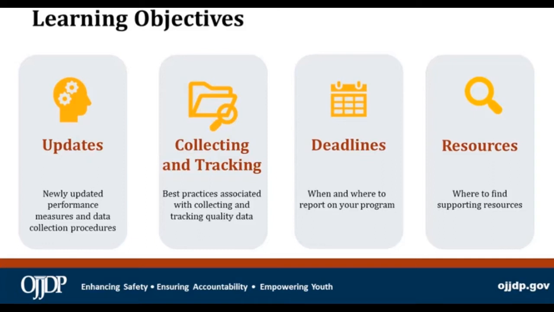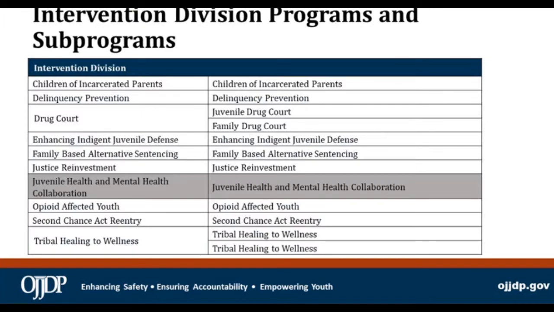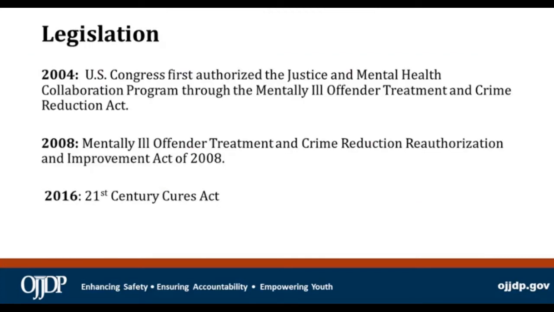Muniba? Thank you, Rebecca. In the Intervention Division, we have several programs. The program that we are talking about today is the Juvenile Justice and Mental Health Collaboration Program as part of the Intervention Division. Up to 70% of justice-involved youth have at least one diagnosable mental health or substance use condition, with nearly 2/3 experiencing multiple conditions.